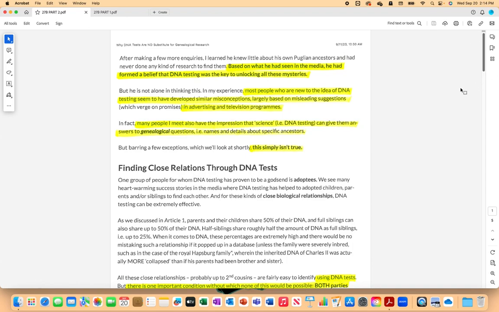Based on what he had seen in the media, he had formed a belief that DNA testing was the key to unlocking all these mysteries. Most people who are new to the idea of DNA testing seem to have developed similar misconceptions, largely based on misleading suggestions in advertising and television programs. Many people I meet also have the impression that science, i.e., DNA testing, can give them answers to genealogical questions, i.e., names and details about specific ancestors. This simply isn't true.